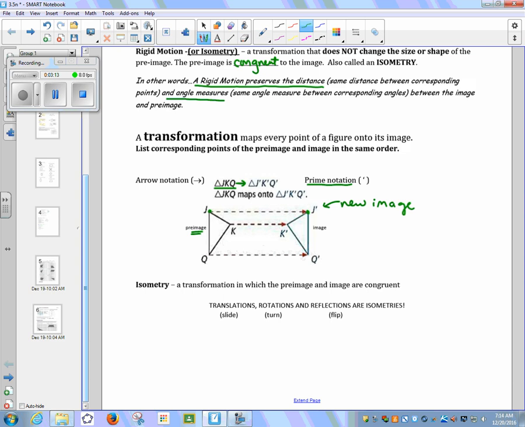There's three types of isometries, three types of transformations that don't change the size, and they're called translations, which is like a slide, a rotation, which is like a turn, and a reflection, which is like a flip, like a mirror image.